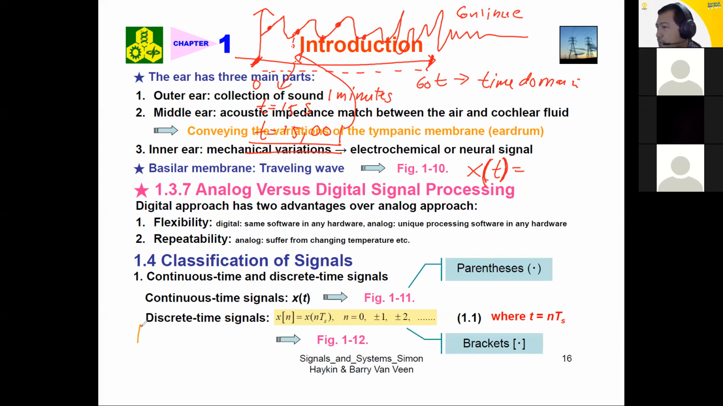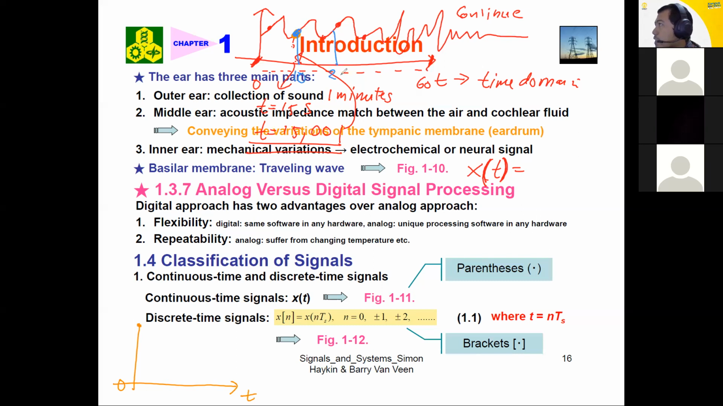Discrete means that this is 0, and this is still time. The discrete is a result of sampling. For example, we only record every 10 seconds. Here, maybe I will use a blue color. This one is 10 second.